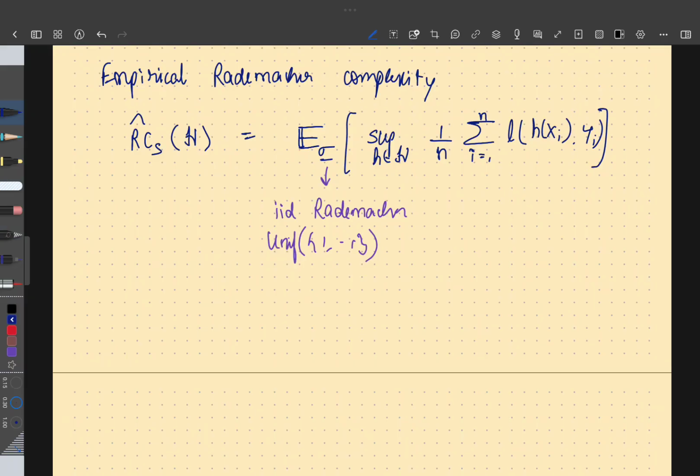So this is missing. There should be a sigma i, multiplying L of H of x_i, y_i.